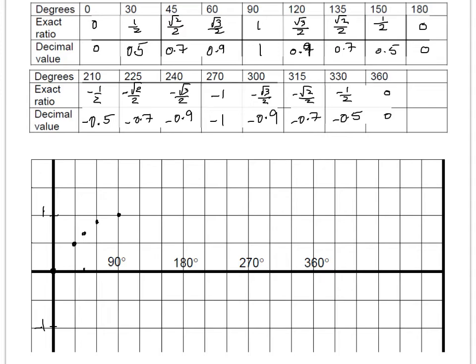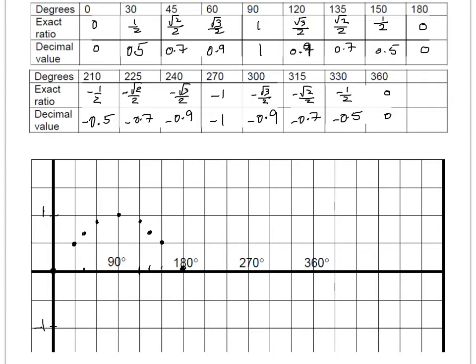Now we are going to go to 120. 120 is 0.9, so this is 120. 0.9 is going to be somewhere around here. Then 135, which is going to be right in between here, is 0.7, which is going to be somewhere around here. 150 is going to be 0.5, which is going to be here. And 180 is going to be 0.